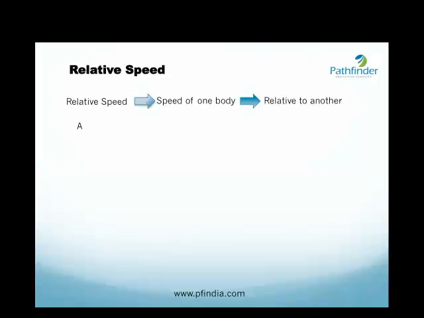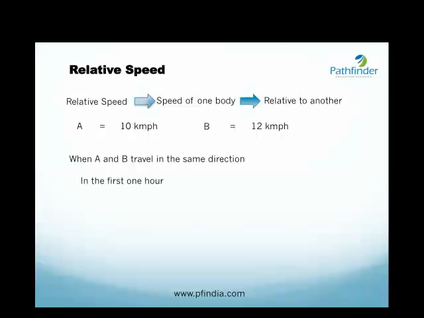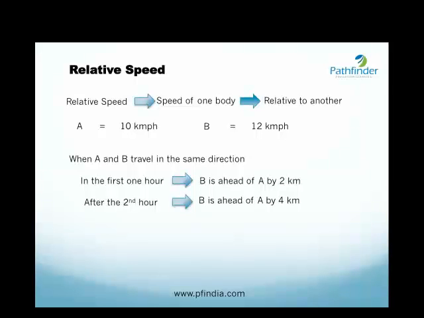It is best understood by taking an example of two people, A traveling at a speed of 10 km per hour and B who is traveling at 12 km per hour. When A and B travel in the same direction, then in the first 1 hour, because B is traveling faster than A, B will be 2 kilometers ahead of A. Similarly, at the end of the second hour, B will be ahead of A by 4 kilometers. And similarly, at the end of the third hour, B will be ahead of A by 6 kilometers.